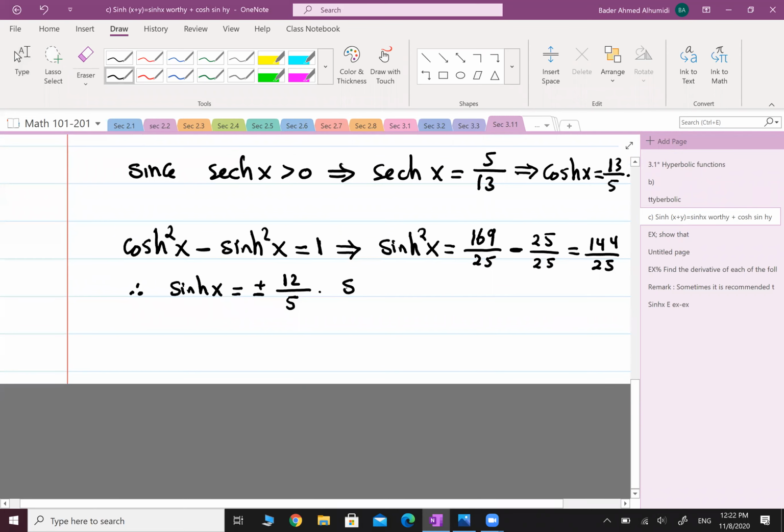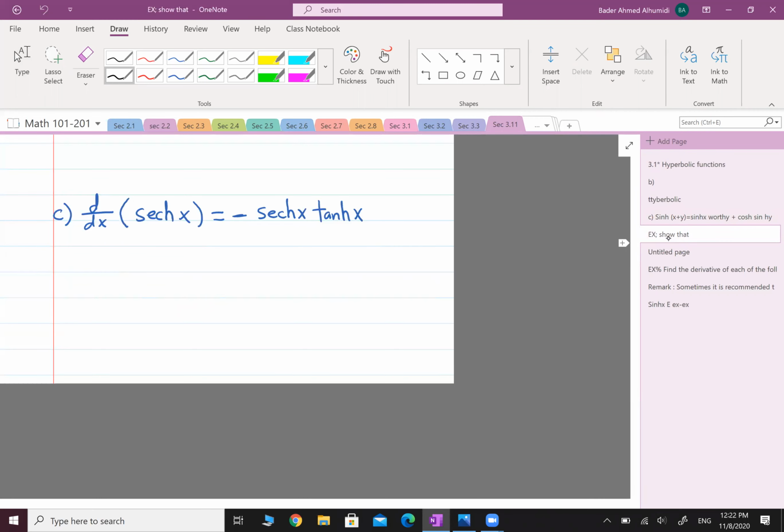I will say since we have hyperbolic tangent of x is greater than 0, this implies the hyperbolic sine of x also must be greater than 0. So the answer is 12 over 5, not minus 12 over 5. I hope the idea is clear for you how to find the answer for these kinds of exercises.